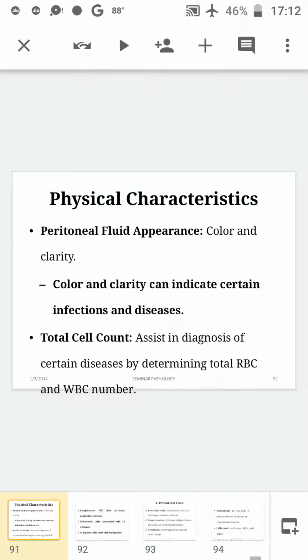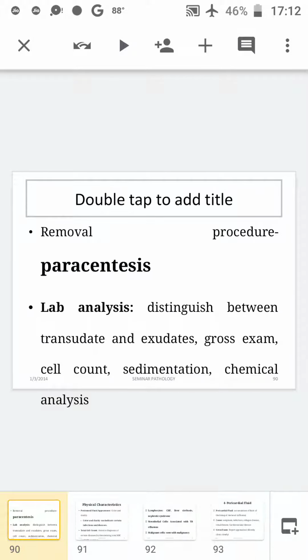Okay, so these are the fluids: CSF, pleural fluid, pericardial fluid, peritoneal fluid, and then synovial fluid. Okay, this finishes the class. Thank you.